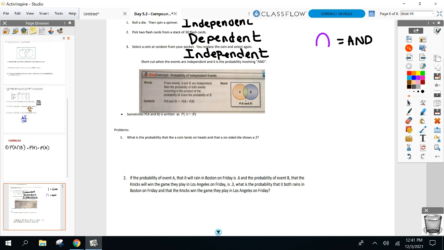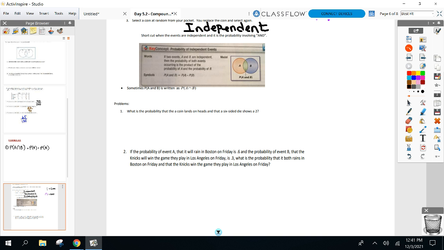And you guys see right there, sometimes A and B can be written with the symbol. I'm going to keep using the symbol. I love that symbol. All right, so the first problem here is a problem from yesterday. What's the probability a coin lands on heads and a 6-sided die shows a 2?